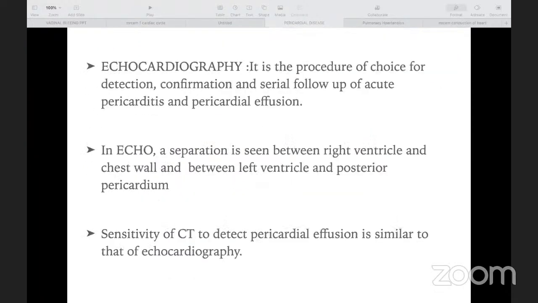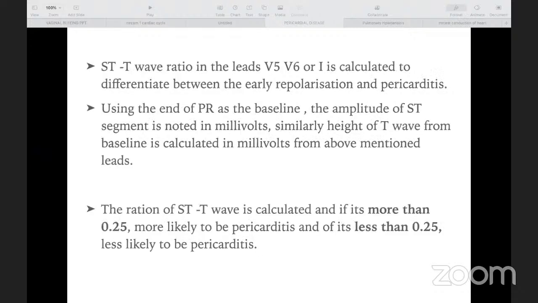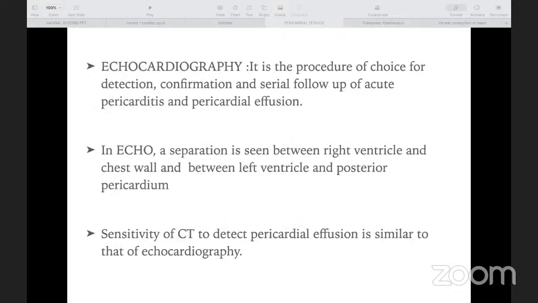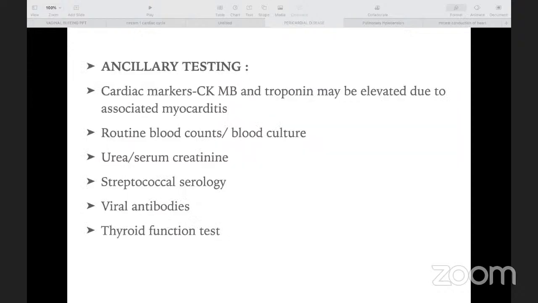Okay. So echocardiography is the procedure of choice for acute pericarditis, and we have seen that CT will be showing a change. We have to differentiate between early pericarditis and the normal variant with early repolarization. But the procedure of choice to detect acute pericarditis is echocardiography. As we all know, there will be separation seen between the right ventricle and chest wall, and between the left ventricle and posterior pericardium. And the sensitivity of CT to detect pericardial effusion is similar to that of echocardiography. So we have seen the anterior effusion and posterior effusion in the first view, and in the second view we can see the effusion. So that is the procedure of choice.